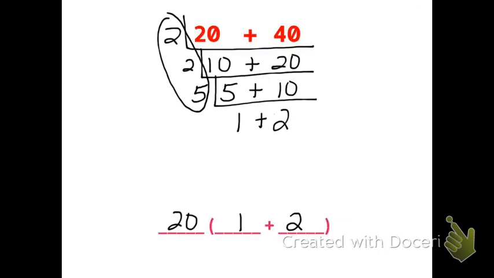Okay, so we just worked this problem, 20 plus 40. 20 plus 40 is 60. So then we worked it out. We made our cake. 20 should have been your greatest common factor. Raise your hand if you got that. Great. And then you have 1 plus 2. So let's do that math really quickly. 1 plus 2 is 3. 20 times 3 is 60. So we know that we got it right.